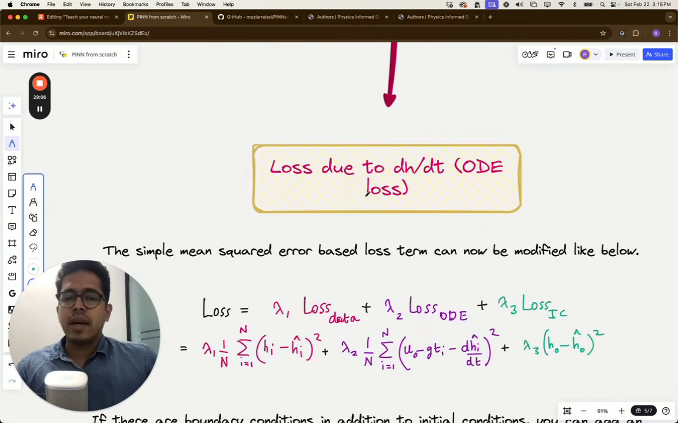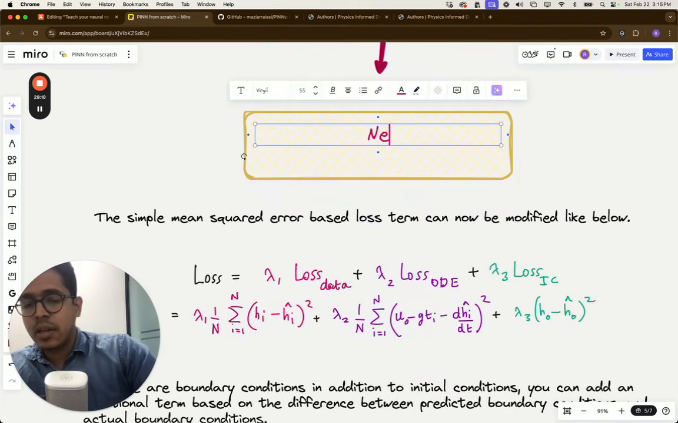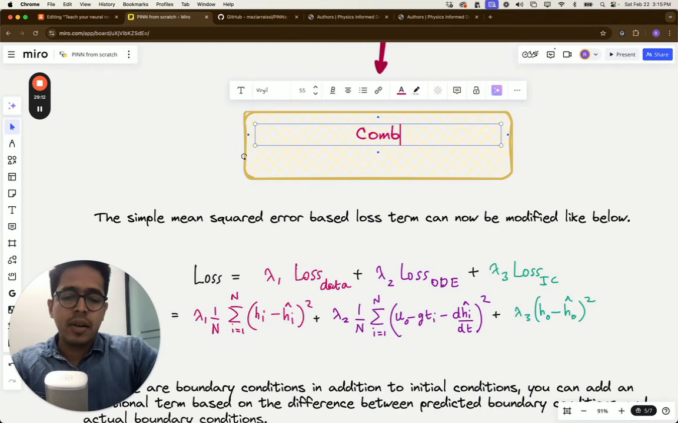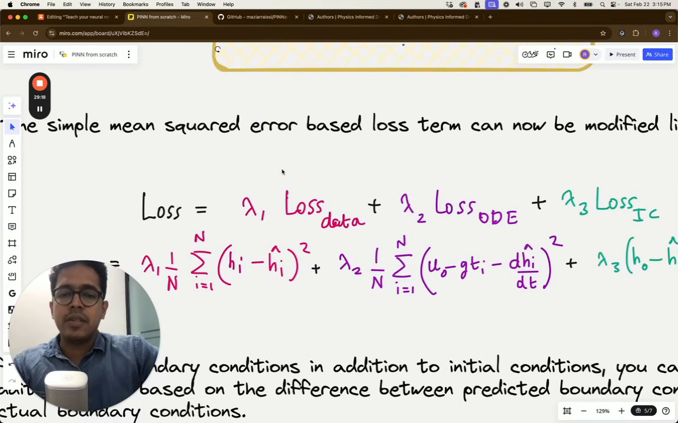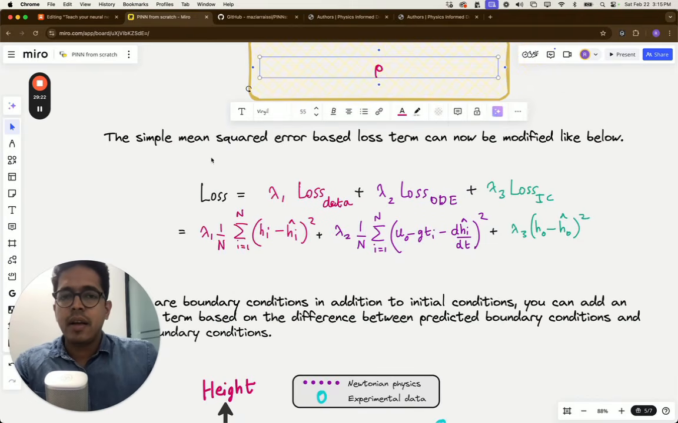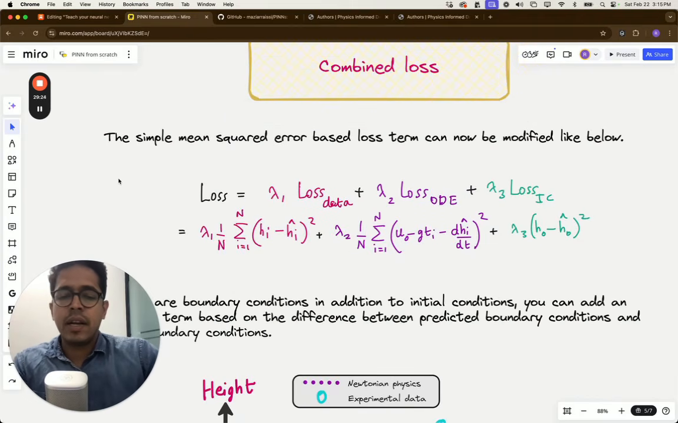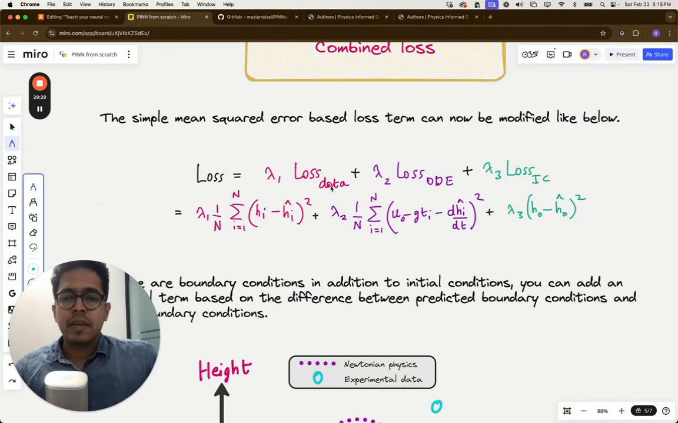So let's look at how we can write the loss. And obviously, this should be net loss or combined loss, something like that. So now the combined loss will be the sum of three terms. Loss due to data. Loss due to data meaning how much loss the neural network is having when it makes a prediction. When you compare the prediction with the actual experimental data, that is the first term.